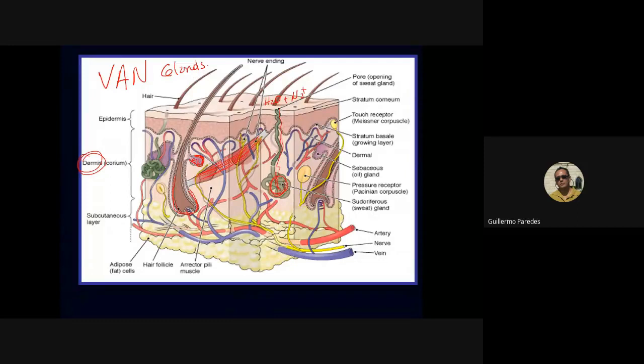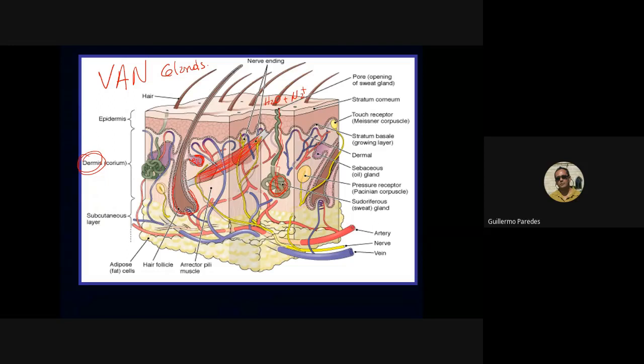All right, so let's start. Even though the hair is going to pass through the epidermis, you need to know that the hair follicle is going to be located in the dermis. Where is the hair follicle? Where is the origin of the hair? In the dermis, not epidermis. We okay with that? Yes.